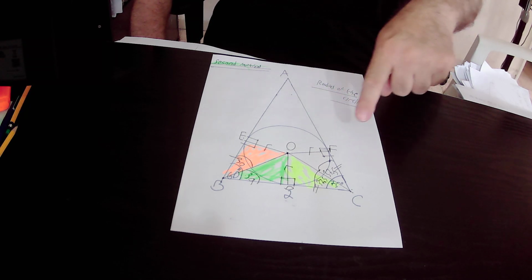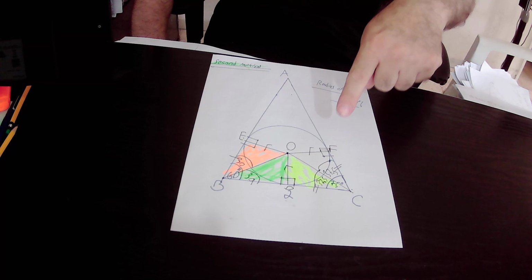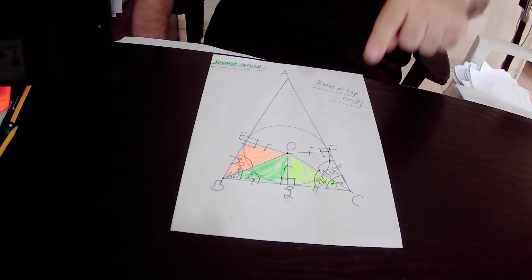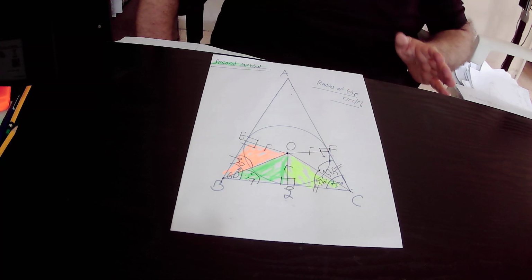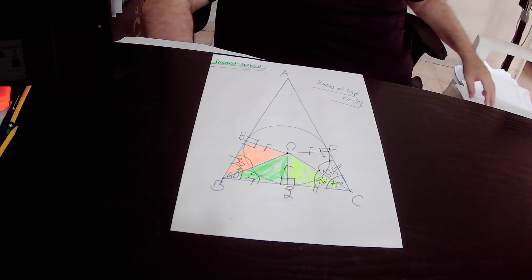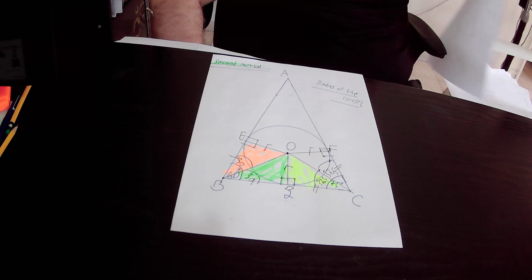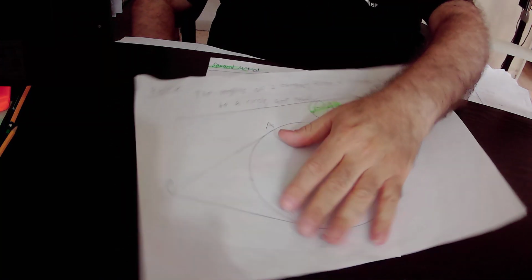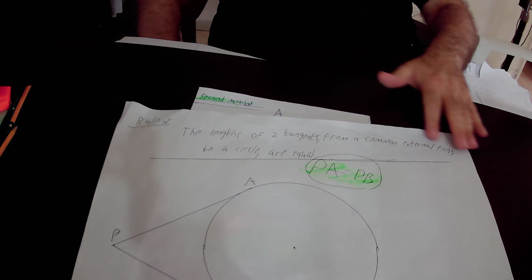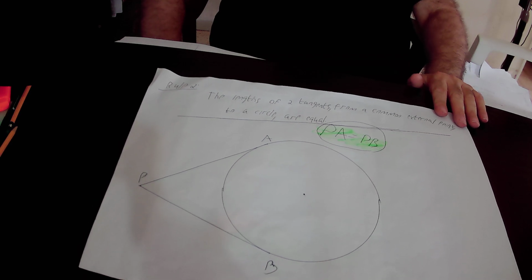So we have the radius OF that is drawn to the point of tangency, therefore this angle equals 90 degrees, and this angle also equals 90 degrees, according to rule number 1. Then I presented to you rule number 2. According to rule number 2, the lengths of two tangents from a common external point to a circle are equal.